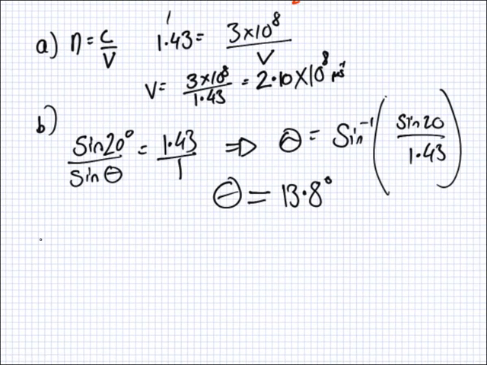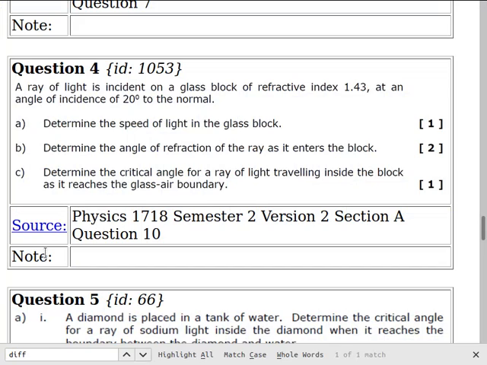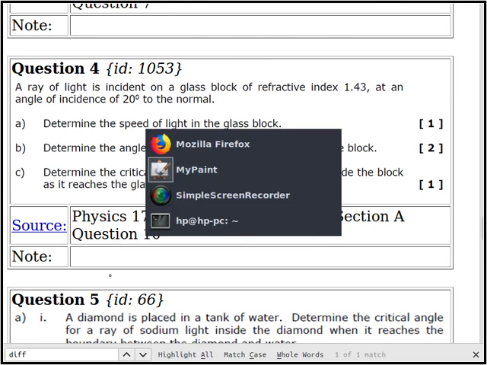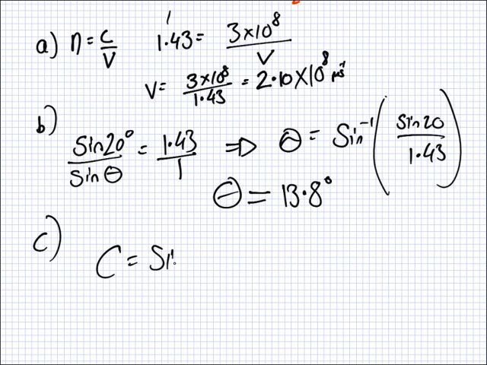Okay. And finally C. What is the critical angle? Boring. Sine inverse 1 over 1.43. 44.4. All the 4s.